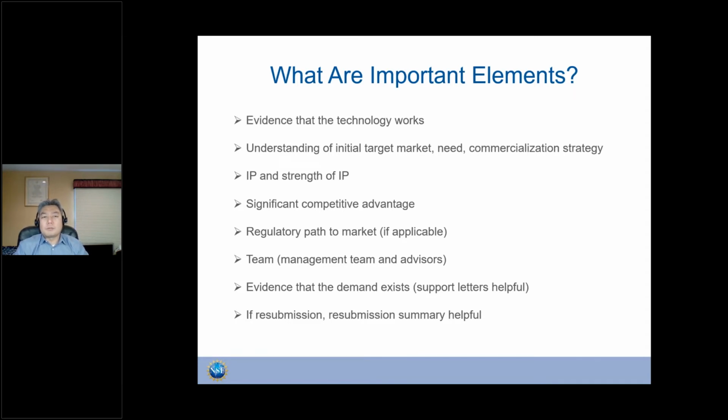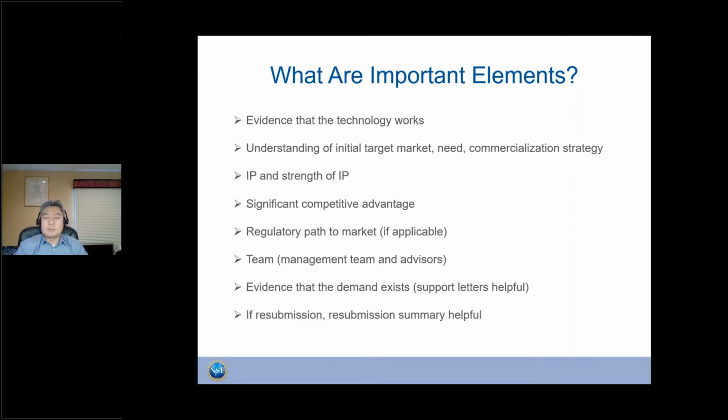Intellectual property, especially for companies under my topic, under biomedical technologies, intellectual property protection and the strength of that IP is going to be very important. It'll give companies that long-term sustainable competitive advantage. If a company comes in and says, hey, we will discover something and file a patent sometime during the project, maybe at this point it may be a little too early, because there should be something there that the company believes can be protected and understand how the company will be able to continue to compete going forward. Significant competitive advantage is important.